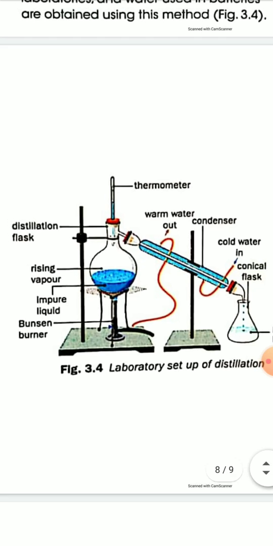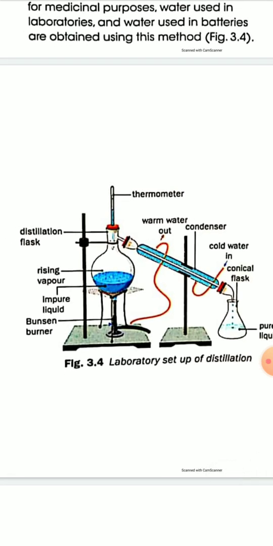This figure shows the process of distillation. You have to take the solution of solid in liquid in the round bottom flask or the distillation flask. Then you have to heat the distillation flask, and the vapors pass through a condenser. When the vapor passes through the condenser, the vapor becomes liquid on condensation, and the liquid is then collected in the conical flask. Okay, this is the process of distillation.